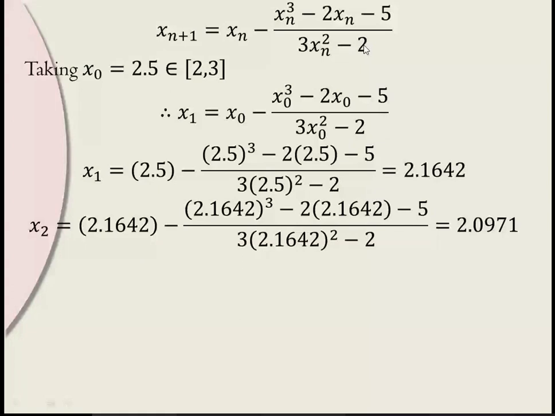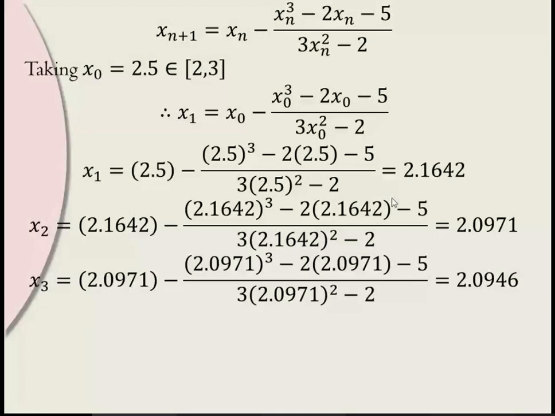So again, use the same formula. In that formula, put this new value and do the simplification. That gives us x3. Check whether these two are matching. Yes, up to 2 digits they are matching. So you can take this as the approximate value. If you want, you can take some more iterations to get a more accurate value.